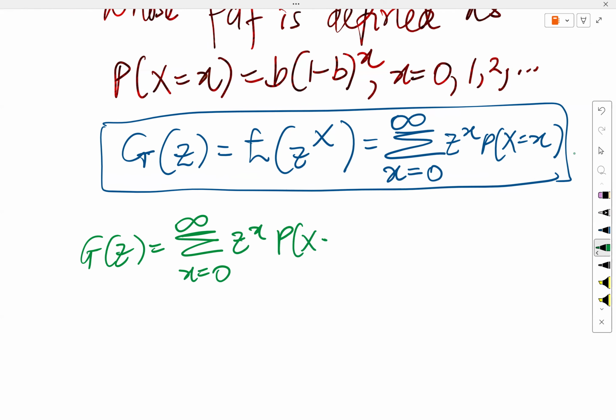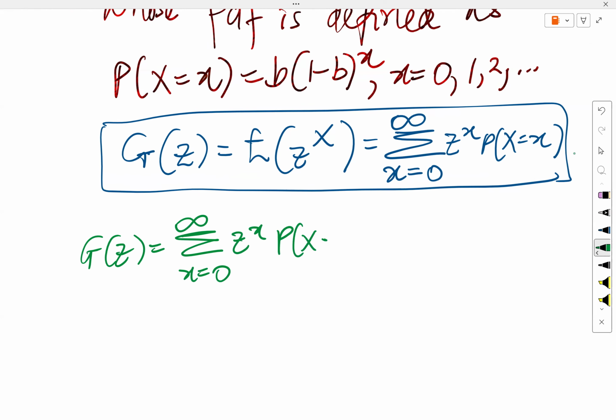So we need to just tidy things up. Anything that has x can remain under the summation. Anything without x, like b, can go out. So we can have b out here, then the summation from x equals 0 to infinity. Now you see Z raised to power x and 1 minus b raised to power x, so they can be together. So we can have Z into 1 minus b, all raised to power x.